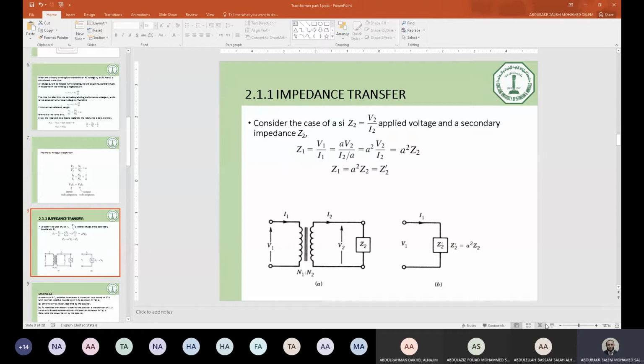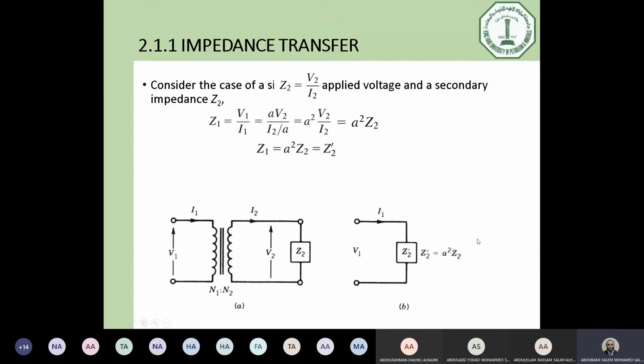Today we will continue, inshallah. Let's discuss one important point in the transformer. Now, if we have in this circuit a transformer, assuming this is an ideal transformer, the primary winding will be connected to the supply, and the secondary winding is connected to load. The impedance of the load is Z2. We refer here to number 2 because this is the secondary winding. So we have I2, V2, and the impedance connected to the secondary equals Z2.